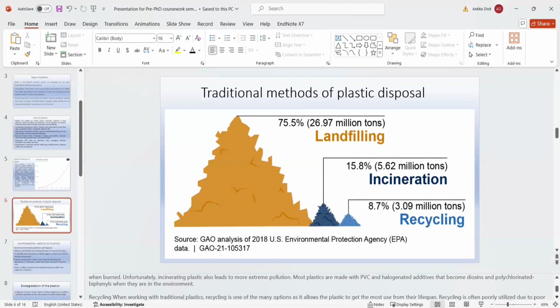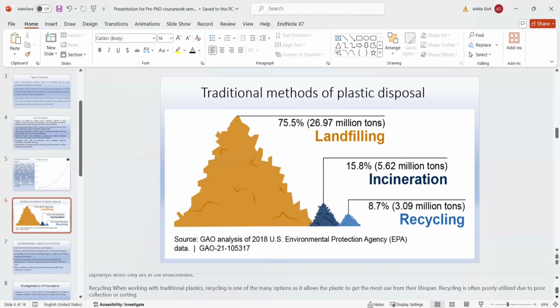in the environment. Third method is recycling, which is used very little, about 8.7% for the disposal of plastic, in which 3.09 million tons of plastic is decomposed. Recycling works with the traditional plastic. Recycling is one of the many options as it allows the plastic to get more use over its lifespan. Recycling is often underutilized due to poor collection and sorting processes.